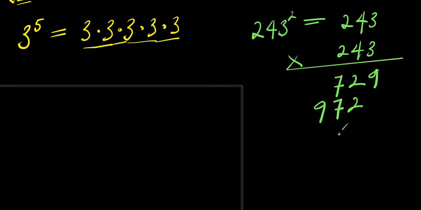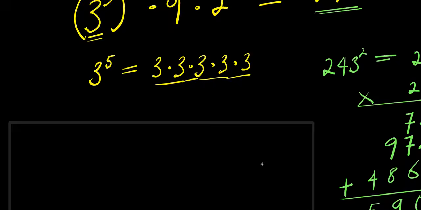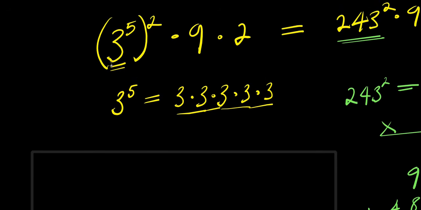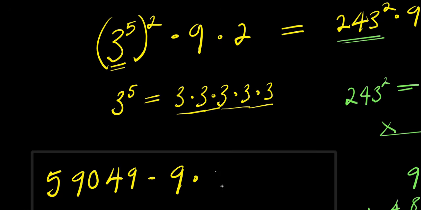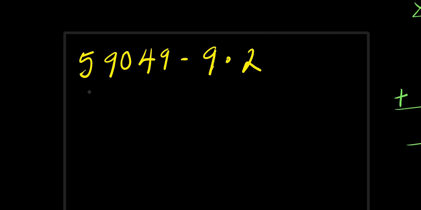2 times 3, 6, 2 times 4, 8, 2 times 2, 4. We add up. This is 9, 4, 20, 0, 2 add here 19, 9. This is 59049. So this will give us 59049 times 9 times 2. So let's multiply this out.